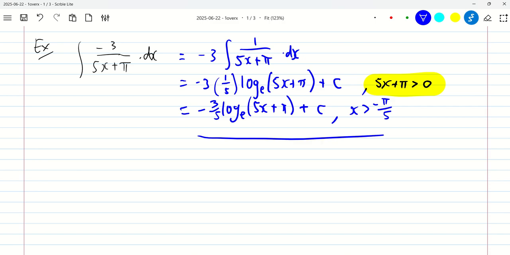I hope that makes sense. That's all we're going to do today. That's how you antidifferentiate when you have something to the power of -1.